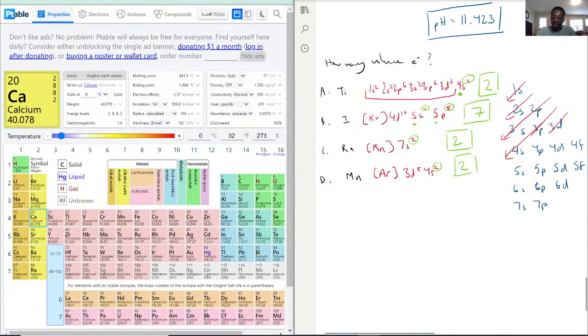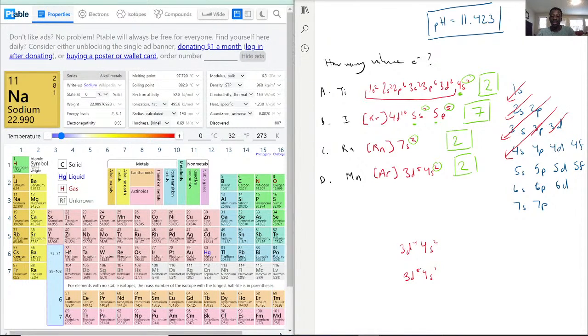So instead of chromium being 4s2 3d4, or I guess if we rewrote that 3d4 4s2, it would be 3d5 4s1, because now its d orbital is half filled throughout, and it prefers that, and it doesn't take too much energy to just use that one electron from its s shell. So something like chromium, for example, would actually only have one valence electron. Just things to be looking out for in regards to this question.